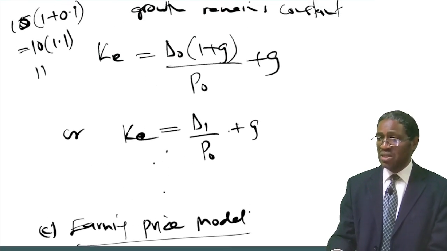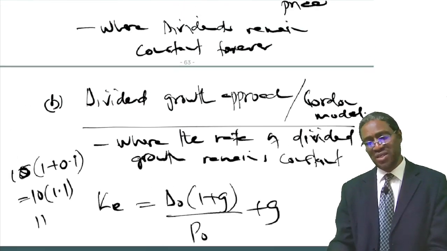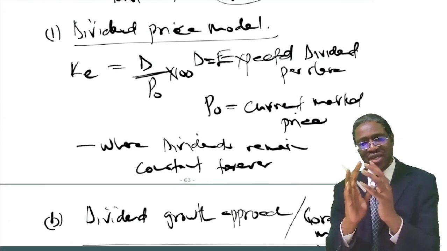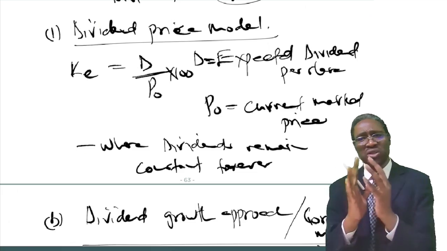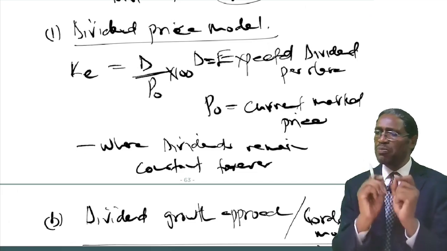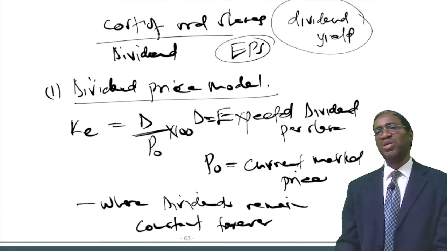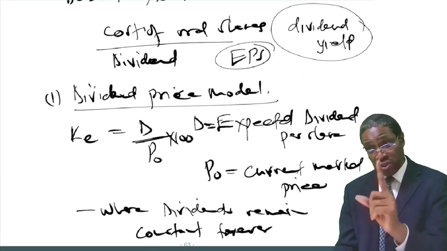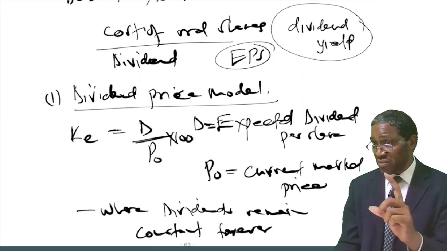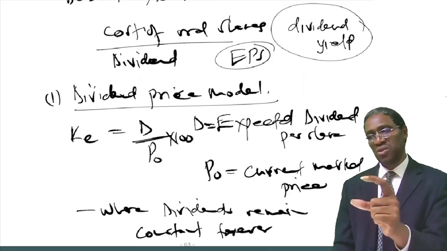I started by discussing how to compute the cost of ordinary shares, and I took the first way, which was the dividend price model. And I said that the price model is used where we expect no growth. In other words, the dividend remains constant forever.